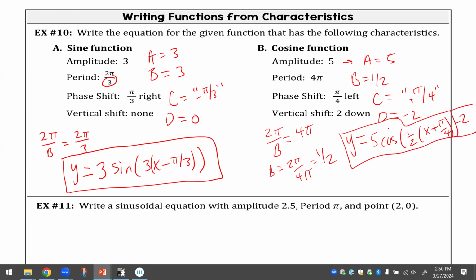Okay? If you did that, then you did awesome and good job. Okay, so here it says write a sinusoidal equation. The fact that it says sinusoidal equation means it can be sine or cosine, so we're going to model both. It tells us our amplitude is 2.5, so we know A equals 2.5.